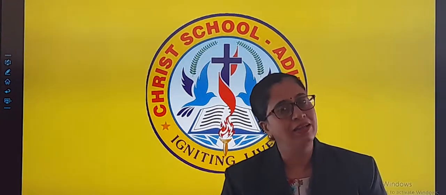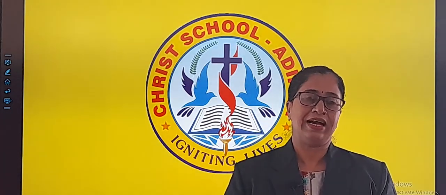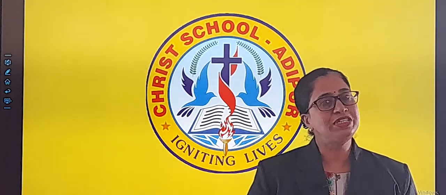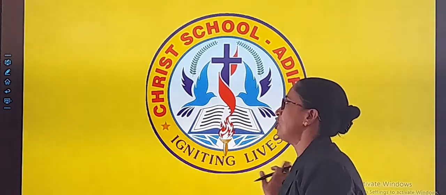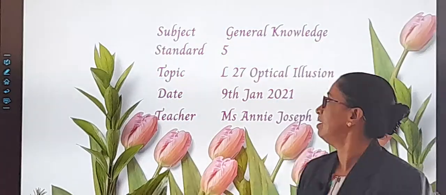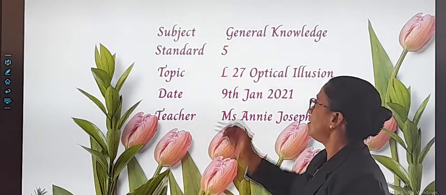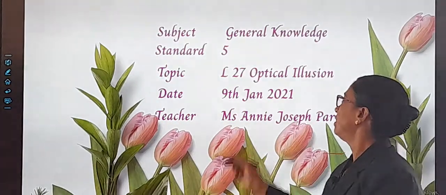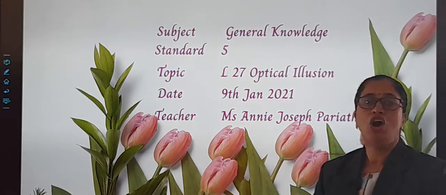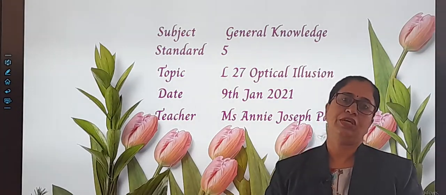You all have done very well in your exams, and now we are going to start with the portion for your second semester. So, for subject General Knowledge for Standard 5, our topic is Lesson 27, Optical Illusion.